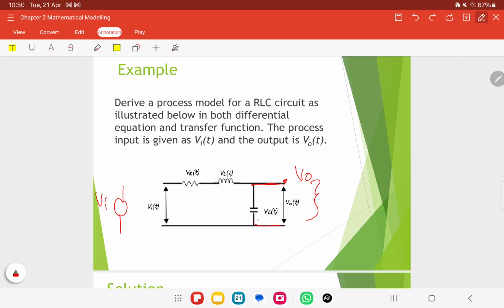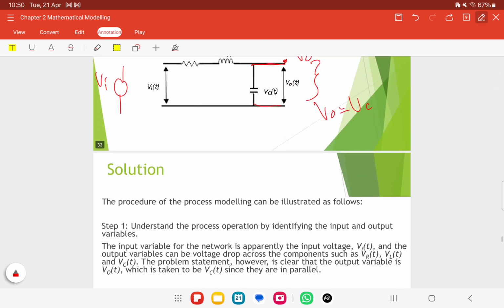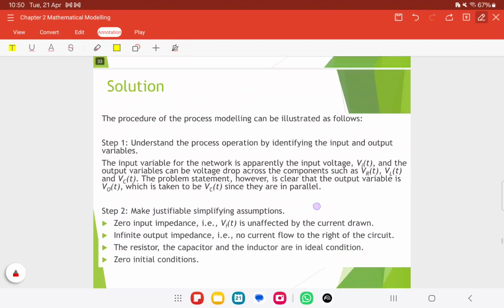Capacitor. Parallel with the capacitor, meaning that V out adalah VC kan? Sebab dia concept of parallel voltage. Okay. Sama juga for the electrical part. Sama with the mechanical part.